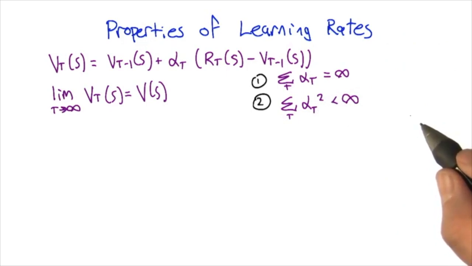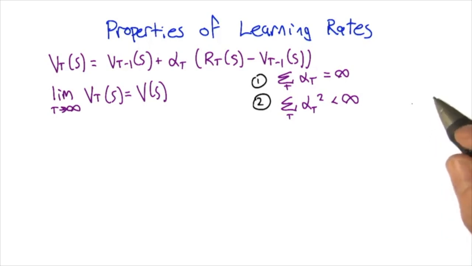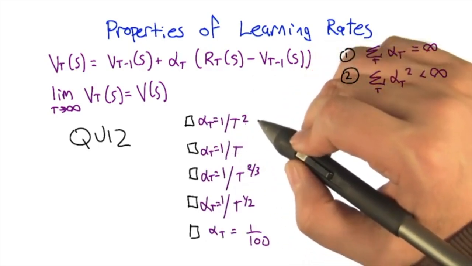Okay, so what are some alphas that satisfy that and some alphas that don't? Alpha sub t's that satisfy that and some that don't. That was a really good question. So let's turn it into a quiz.